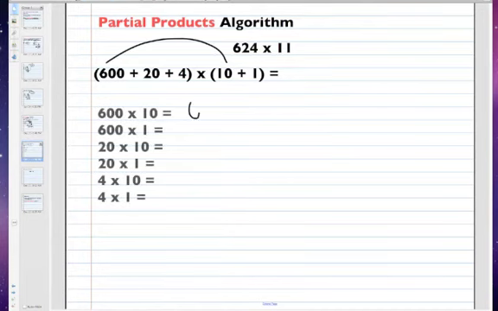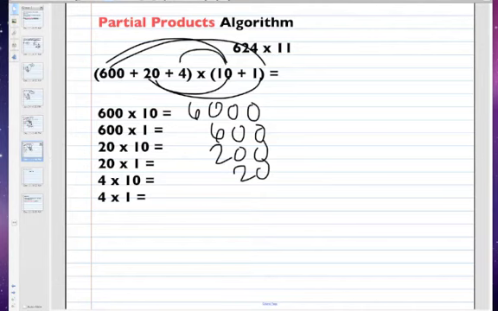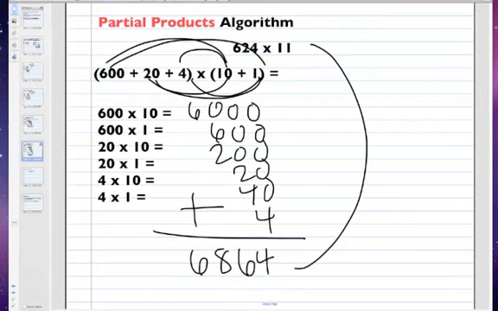600 times 10 is 6,000. 600 times 1 is 600. 20 times 10 is 200. 20 times 1 is 20, 4 times 10 is 40, and 4 times 1 is 4. When I add up that product list, I get 6,864, which is the product of 624 times 11.